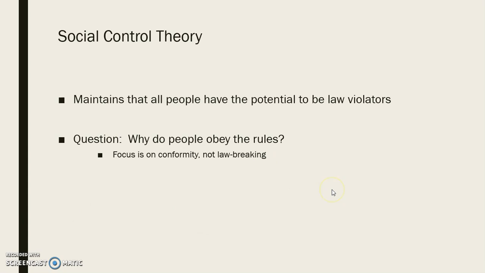Social control theory, on the other hand, maintains that all people have the potential to be law violators. So notice what's different here. Instead of looking at why people commit crimes, social control theory looks in large part at why people obey the rules. That is, why do people not become lawbreakers? By understanding why people don't become lawbreakers, the focus is on conformity and not law breaking.